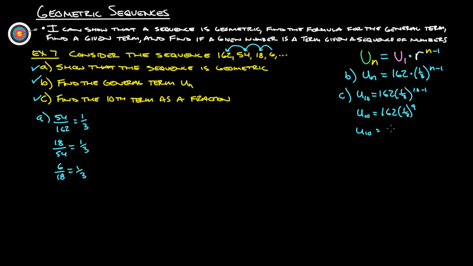U sub 10 equals 2/243 as a fraction. Okay, if that didn't work out, what you'd have to do is just do 1/3 to the 9th power, and you'd have 162 over that big number, and then you just have to simplify until you got down to 2/243. Okay, but that is our 10th term as a fraction. All right.